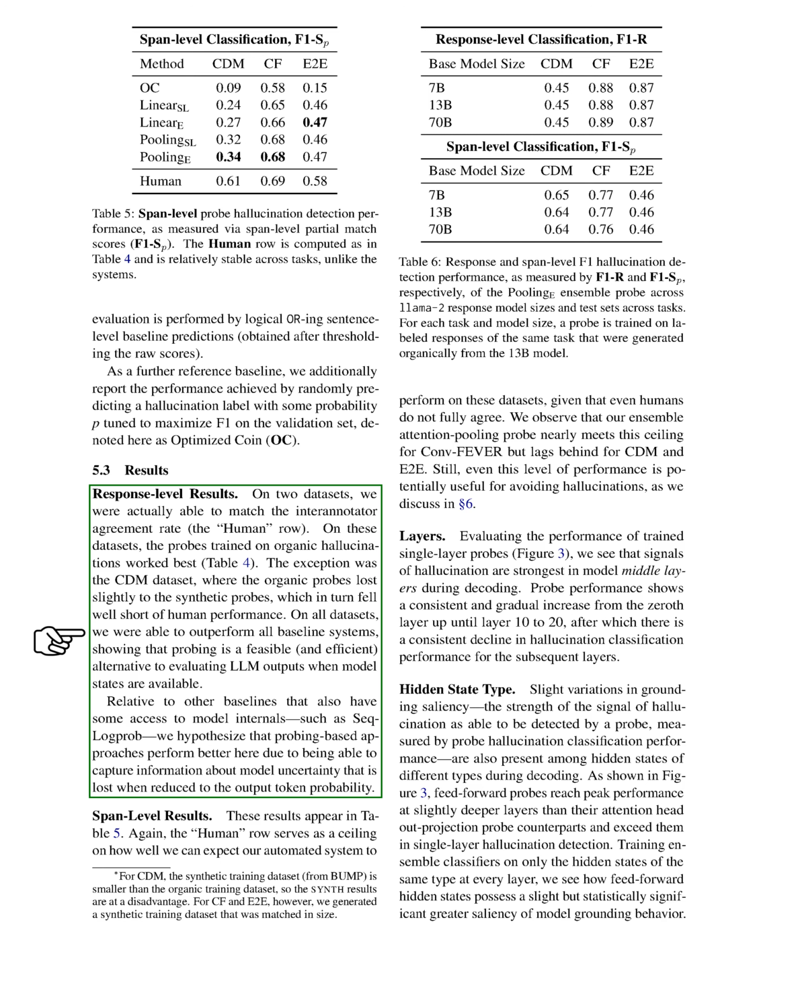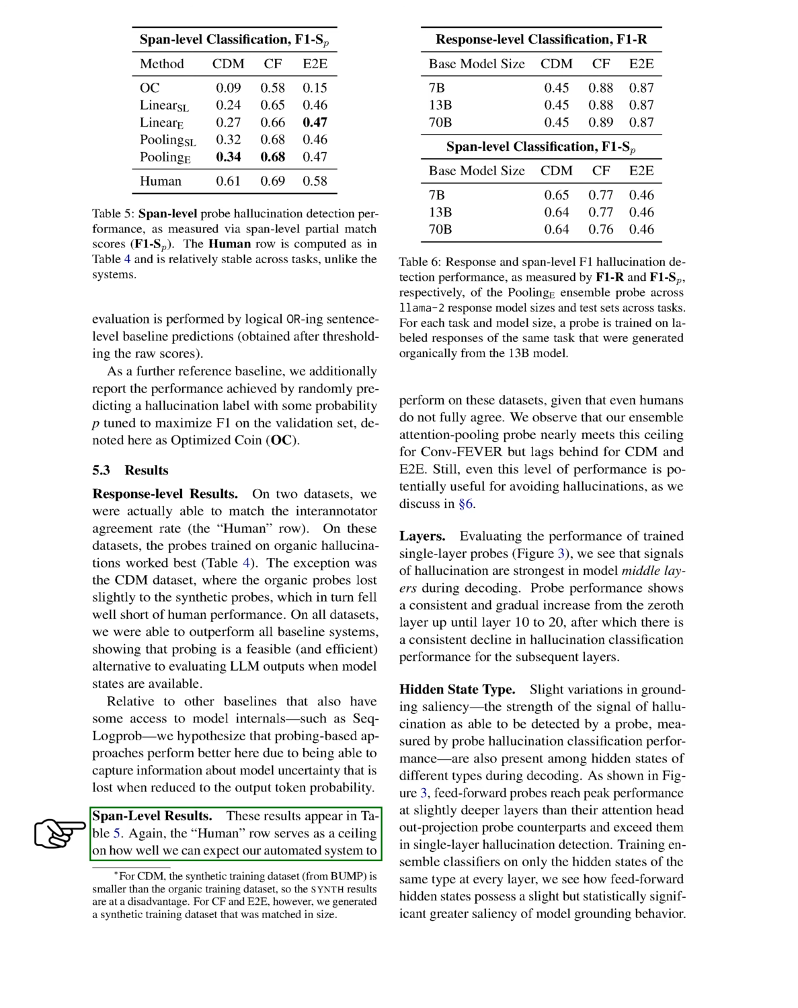On 2 datasets, we were able to match the agreement rate between human annotators. On these datasets, the probes trained on real-world hallucinations performed the best. The exception was one dataset where the real-world probes were slightly outperformed by the synthetic probes, which in turn fell well short of human performance. On all datasets, we were able to outperform all baseline systems, showing that probing is a viable and efficient alternative to evaluating language model outputs when model states are available.